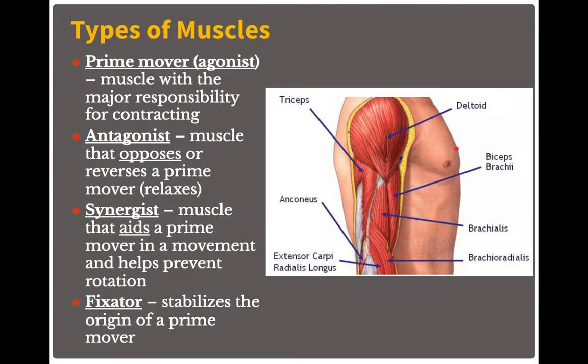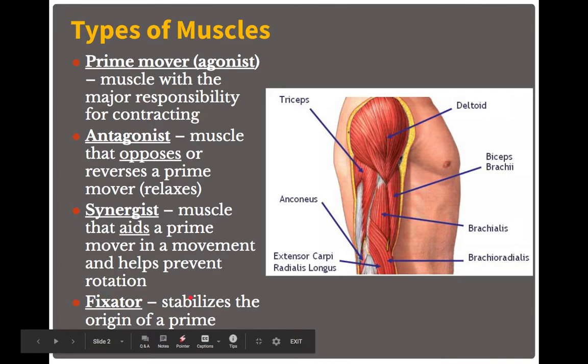So when we talk about the types of muscles, we're really talking about how multiple muscles work together as a group to accomplish a particular body movement. And there are four roles that muscles take on to accomplish any body movement. There's the prime mover, the antagonist, the synergist, and the fixator. So let's use flexing the arm as an example.